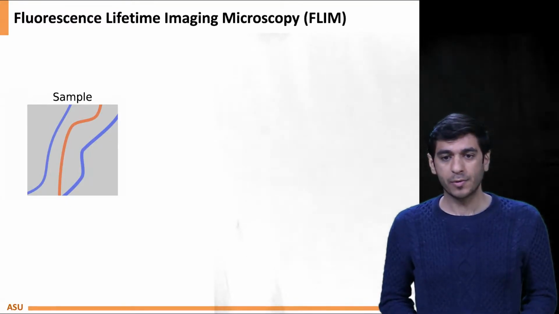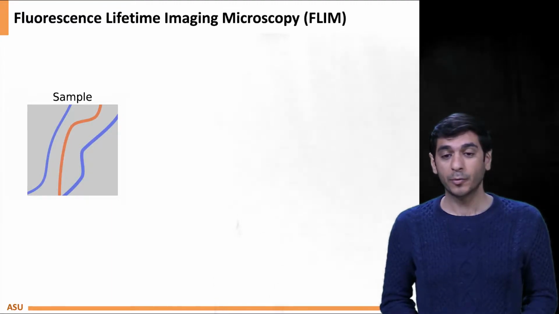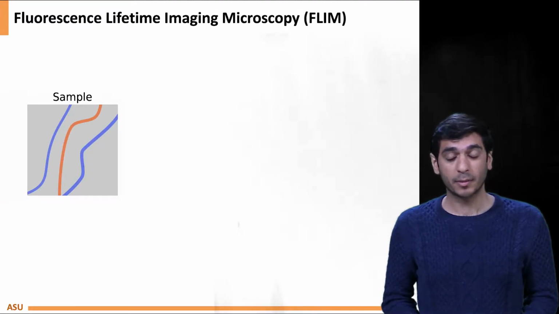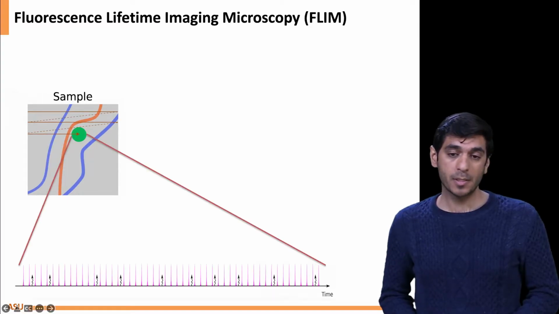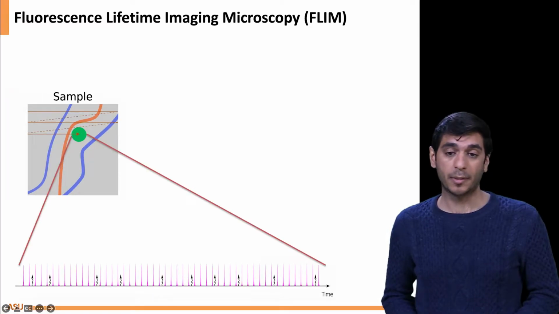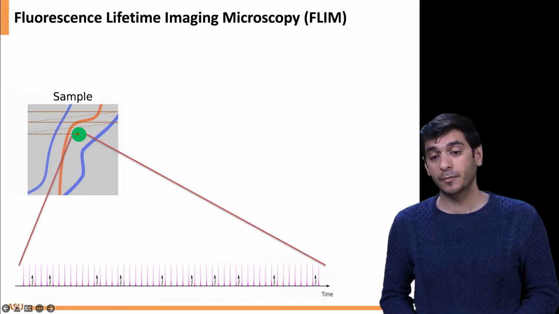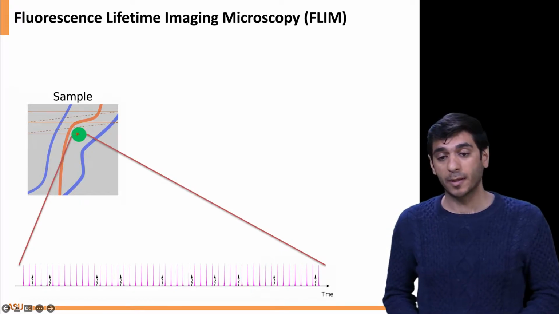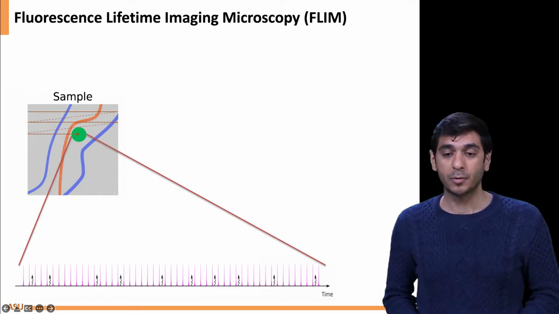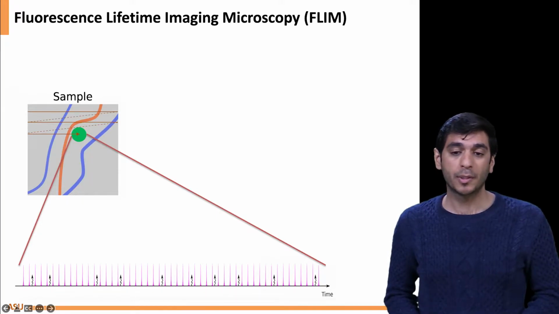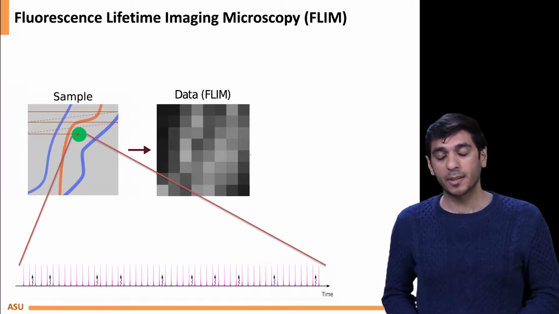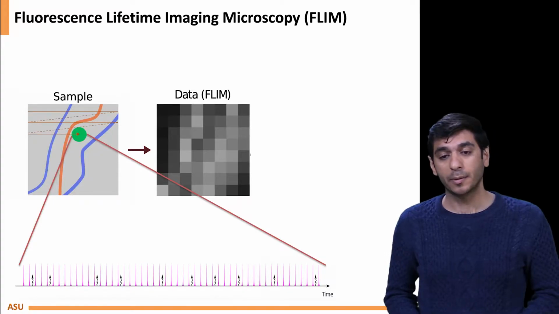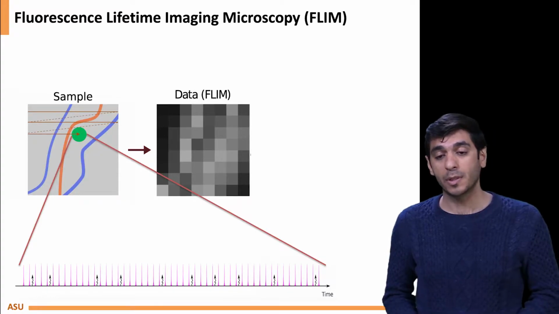So here on the screen you see a sample that is stained with two fluorophore species, the blue one and the red one. People often use a scanning confocal microscope to acquire data from such a sample. Each spot within the sample is illuminated with a train of laser pulses, a few of which can lead to photon detection, shown here by the curly arrows. The acquired photons can then be organized into a pixelated image like what you see here on the screen.